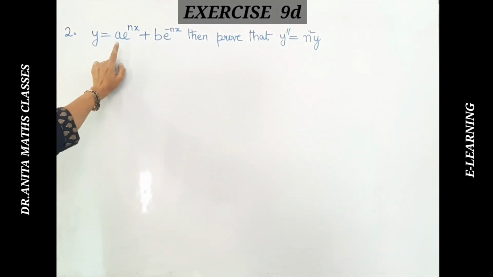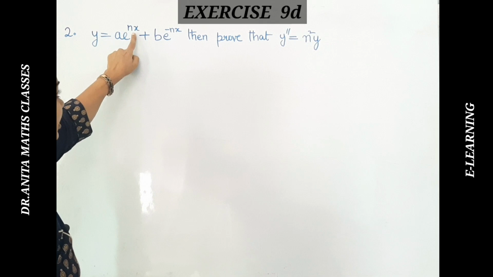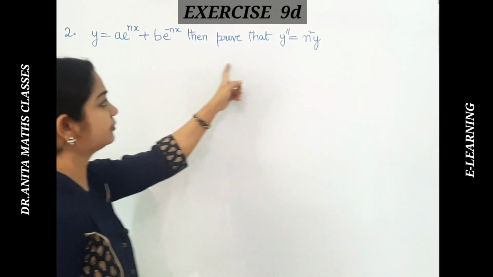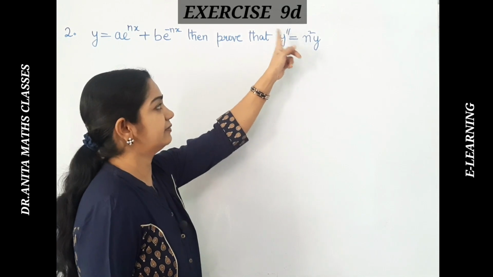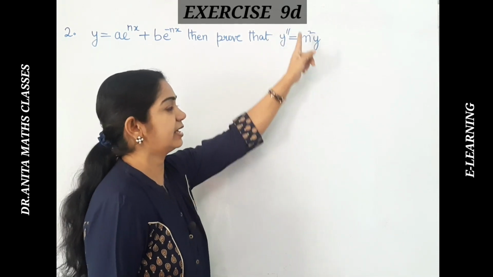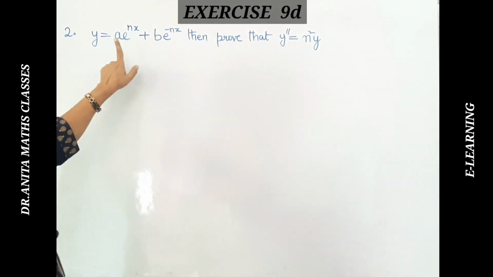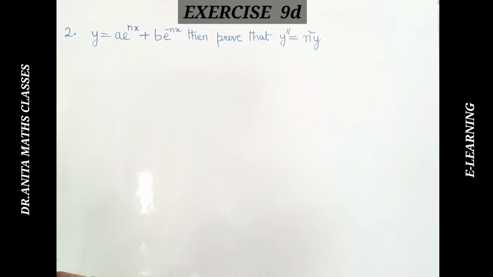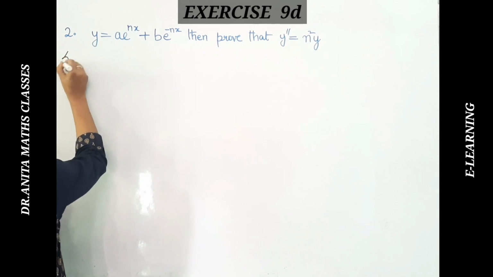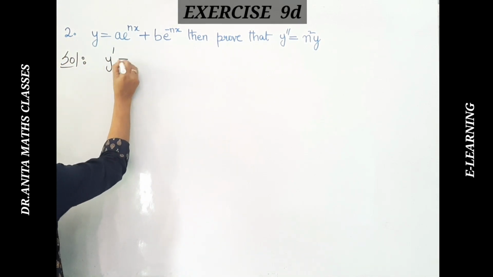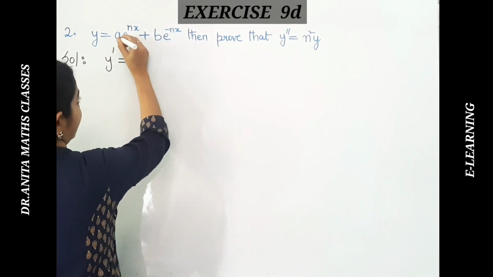Second one: y equal to a e raised to the power of nx plus b e raised to the power of minus nx. Then prove that y double derivative, that is the second derivative of y, is equal to n square y. Given, we have to prove this, so starting with this. First we will find the first derivative, y dash, differentiating the first term, e.